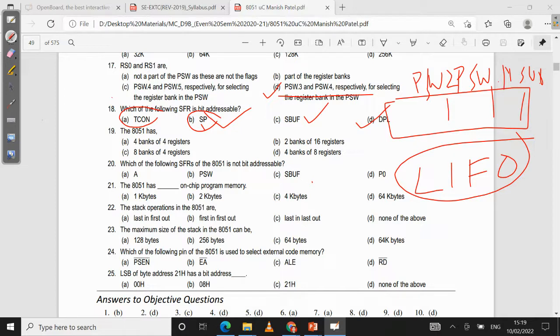The maximum size of the stack in the 8051 can be, this is also interesting. Yes, 128 bytes, the whole internal RAM can be used as the stack. So the maximum size of the stack can be 128 bytes, the entire internal RAM.